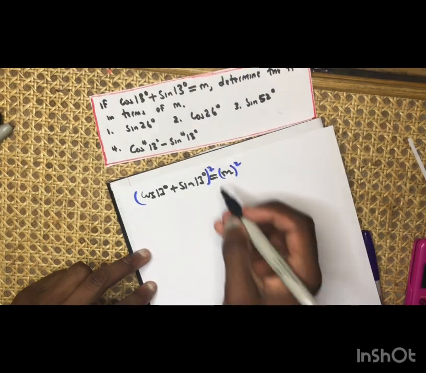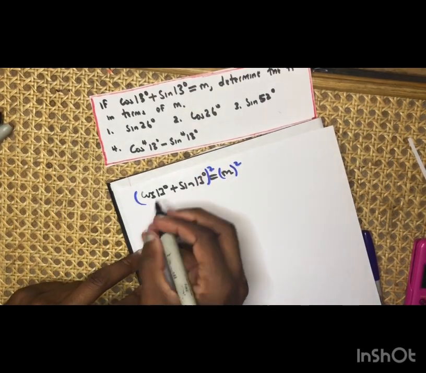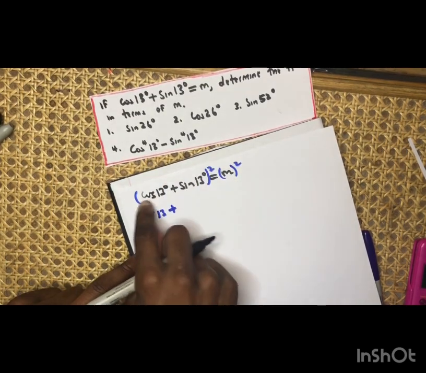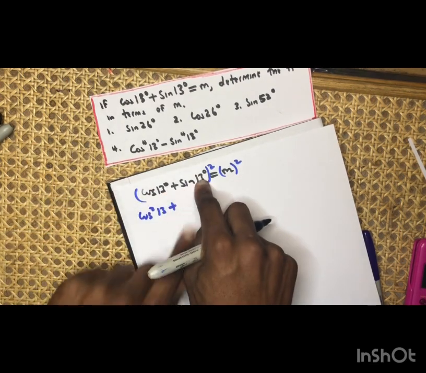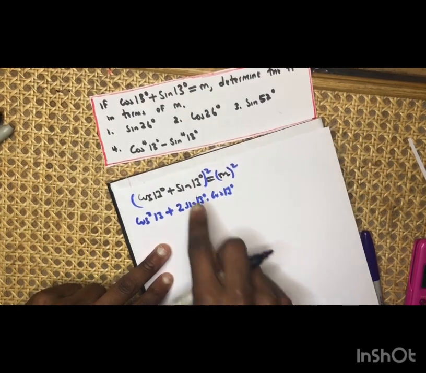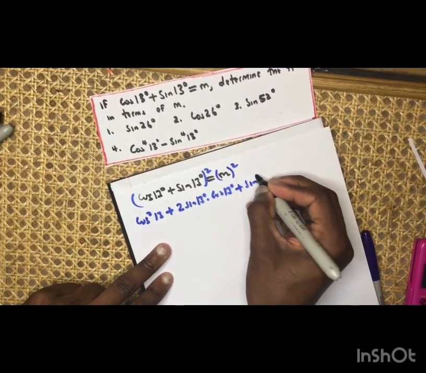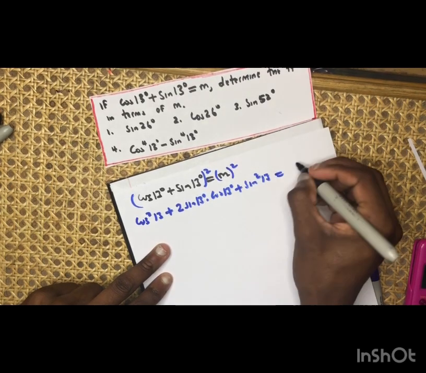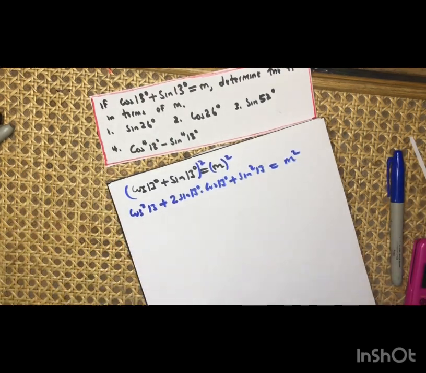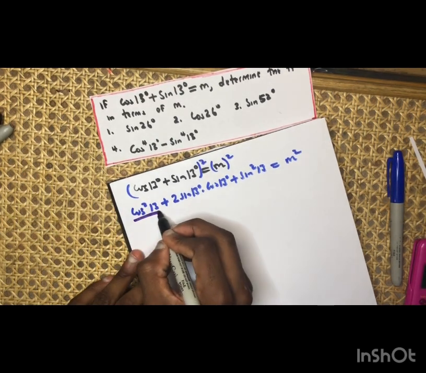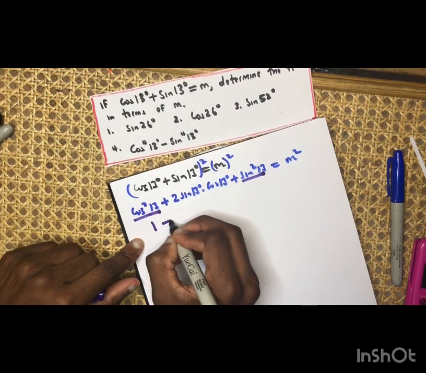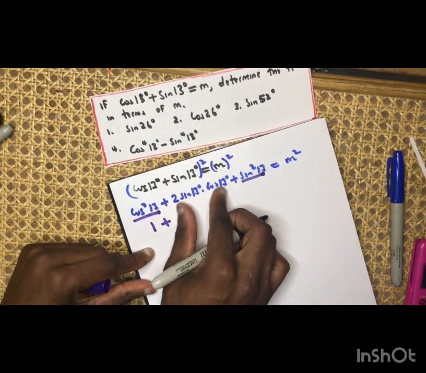So if I expand this, I'm going to get, guys, cos squared 13 plus 2 cos 13 sine 13 plus sine squared 13 equals m squared. Right guys, do you remember your square identity? So we know that cos squared 13 plus sine squared 13 is going to give us 1. So I'm going to have 1 plus. Can you see now? This is your double angle.